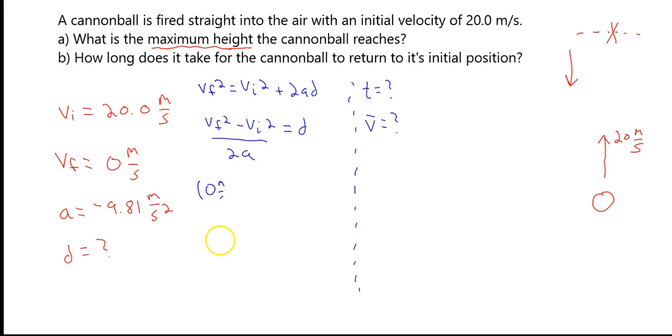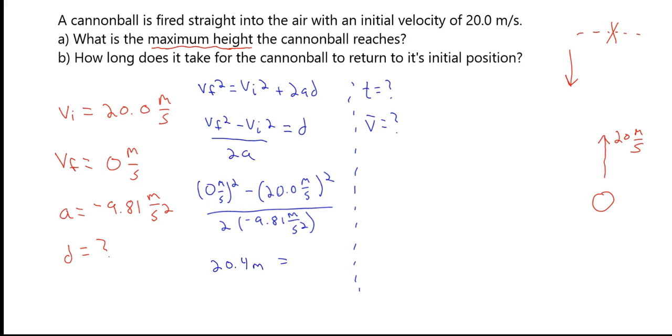I plug in all of my knowns: 0 meters per second squared minus 20 meters per second squared, all divided by 2 times the acceleration due to gravity. You'll notice that it was very important I got my signs right, because it comes out now to a positive value of 20.4 meters for our maximum height.